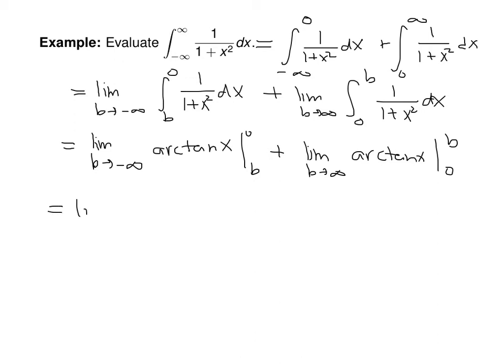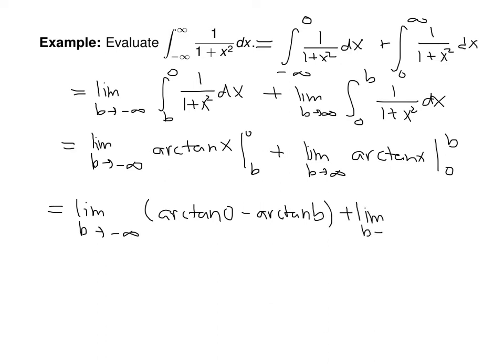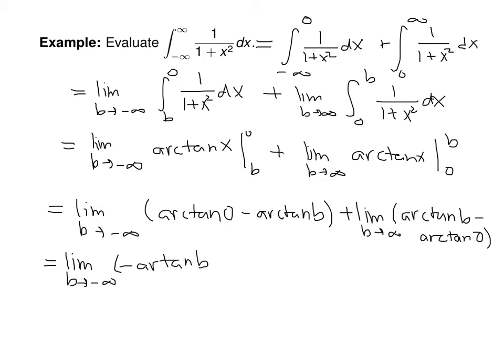So we have the limit as b goes to minus infinity of arctan 0 minus arctan b, plus the limit as b goes to positive infinity, arctan b minus arctan 0. Now arctan of 0 is 0, so we have the limit as b goes to minus infinity of negative arctan b, plus the limit as b goes to positive infinity, arctan b.